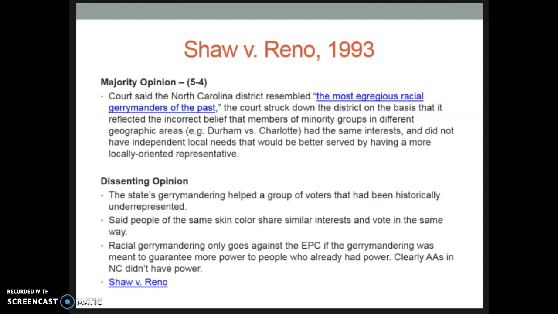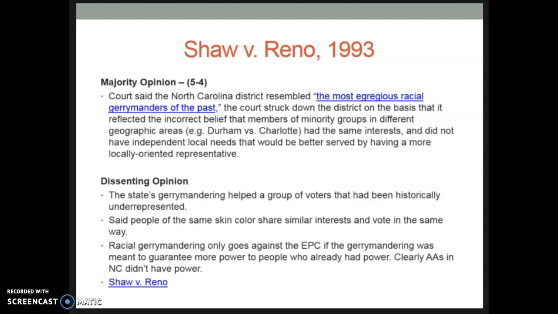In a majority opinion, and this was a 5-4 decision, so that means it was very close, the court said that the North Carolina district resembled the most egregious racial gerrymanders of the past. The court struck down the districts on the basis that it reflected the incorrect belief that members of minority groups in different geographic areas, such as Durham versus Charlotte, had the same interest and did not have independent local needs that would be better served by having a more locally oriented representative.